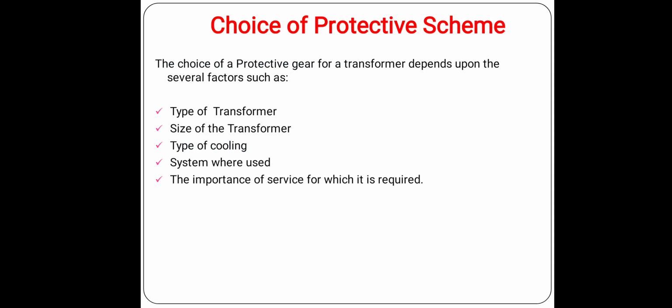Now, the choice of protective scheme. There are several factors which depend on choosing the protective scheme. So these are the several factors under which we will choose the protective scheme. The first one is the type of transformer. That means either a power transformer or a distribution transformer.